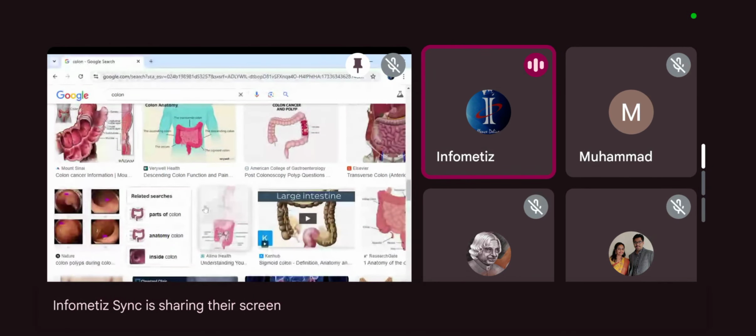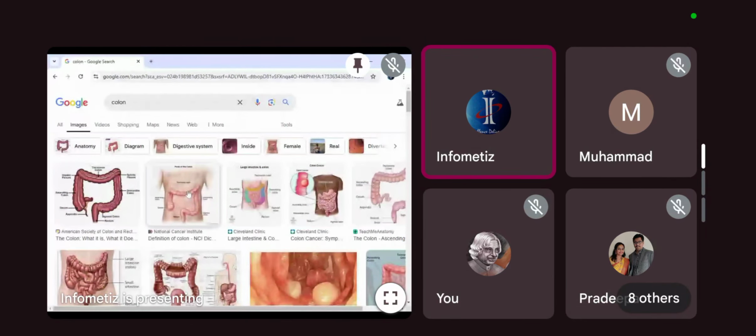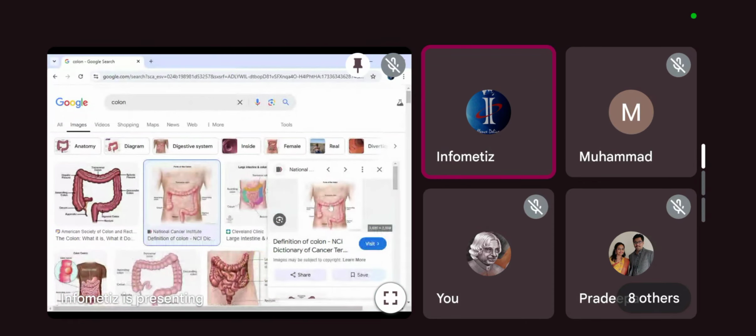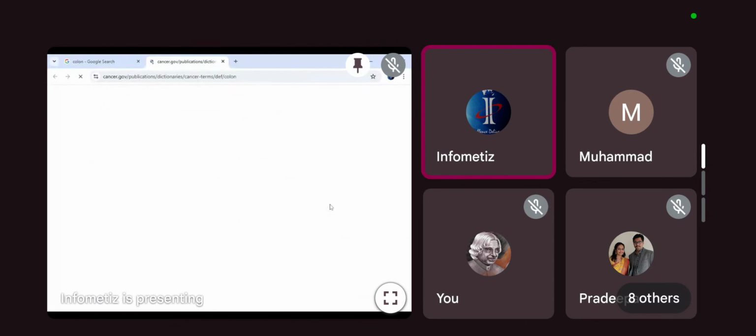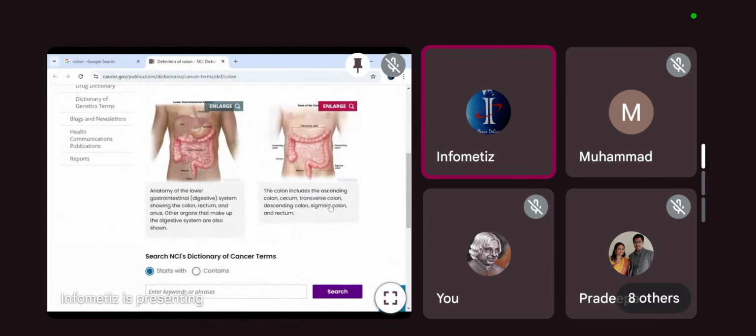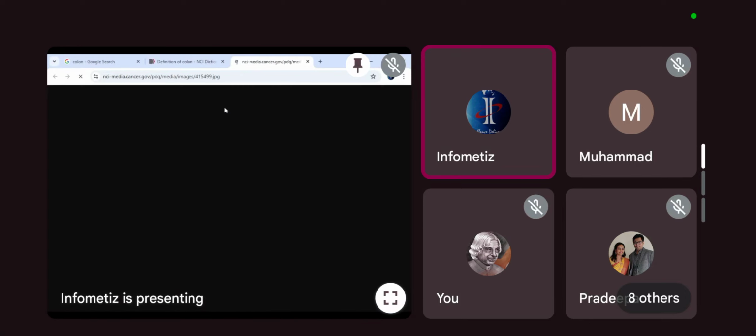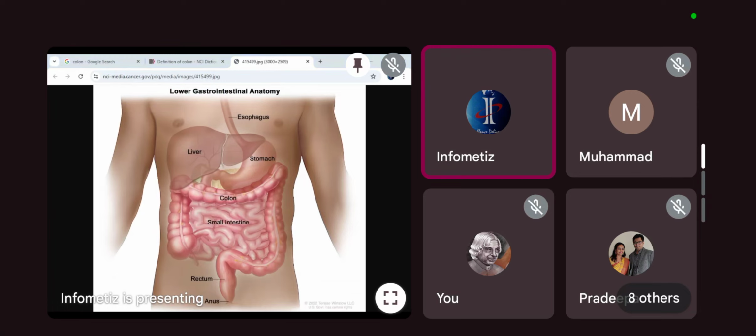Okay, so here you can see about the colon and rectum. Our food will travel from the esophagus, the food pipe, and store for some time in the stomach. Then it will go to the small intestine, and the large intestine is known as the colon.